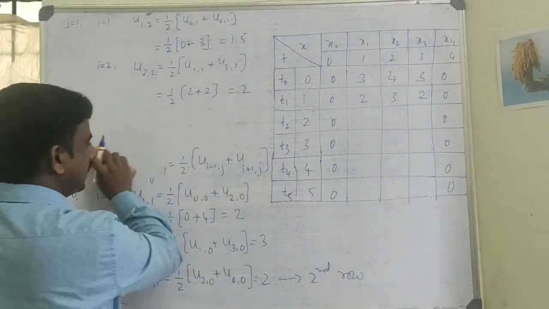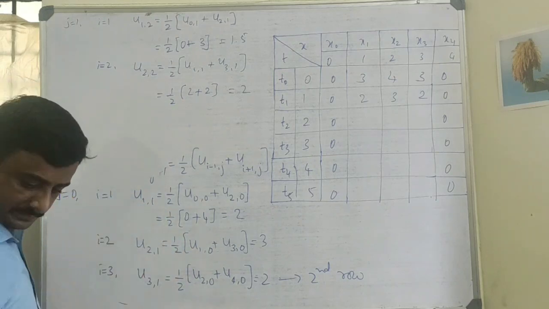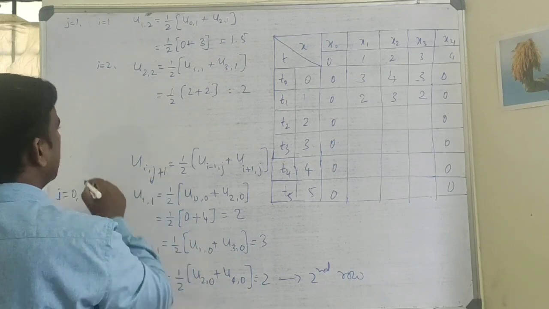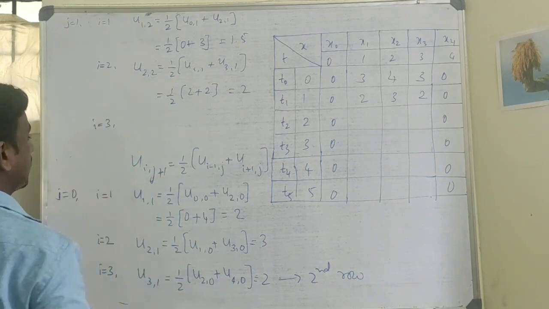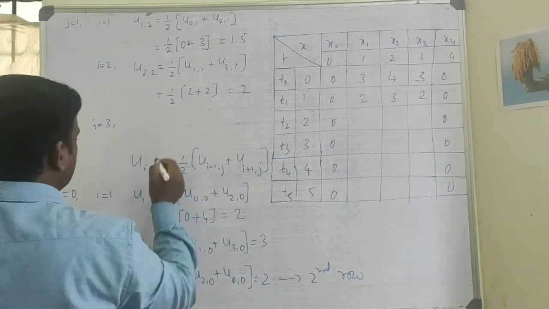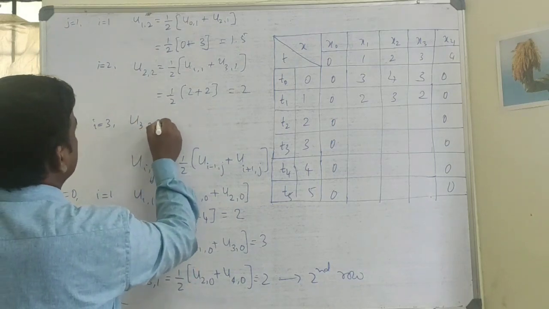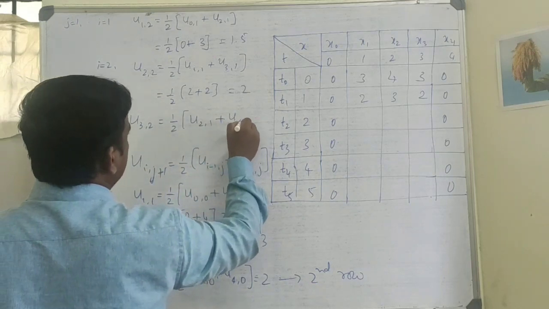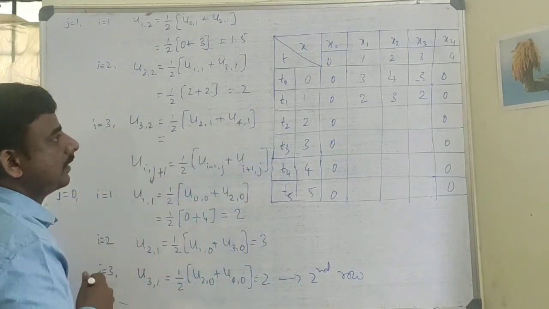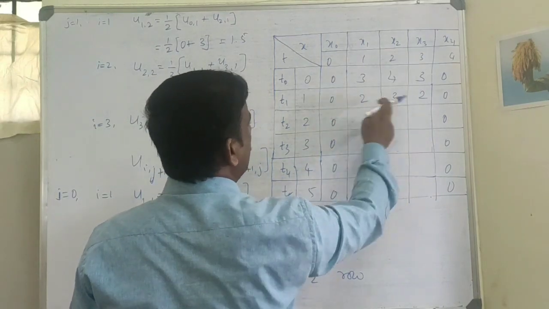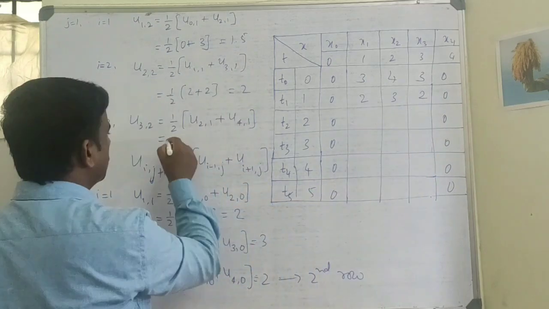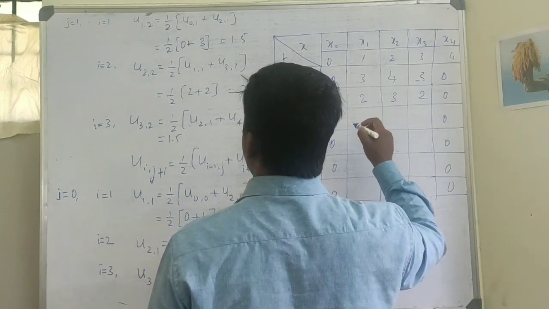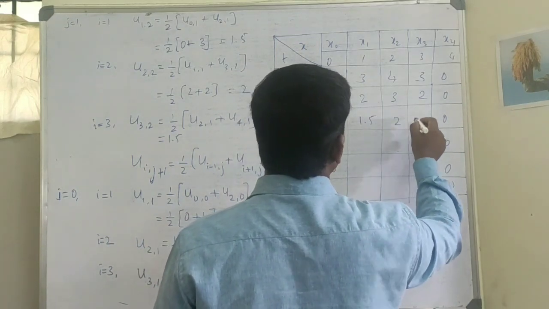Next, taking i equal to 3, using the same formula, u(3,2) = 1/2 [u(2,1) + u(4,1)]. u(2,1) is 3, plus 0, by 2. So 1.5 again. So I got this third row: 1.5, 2, 1.5.